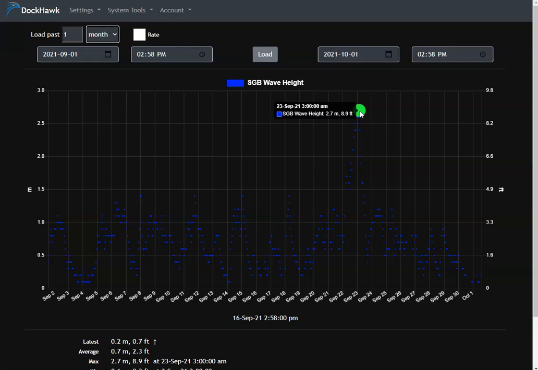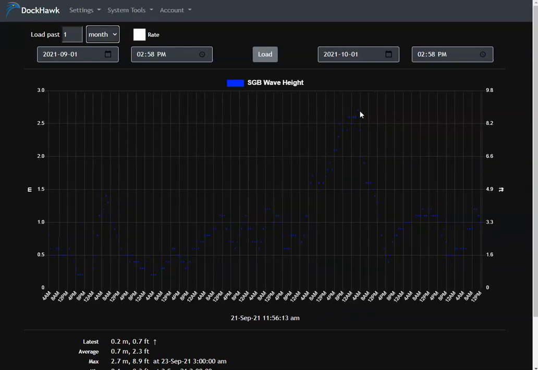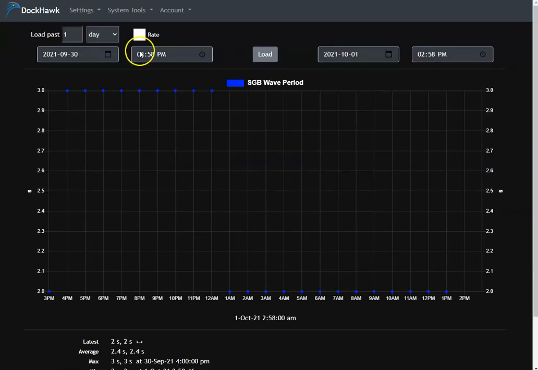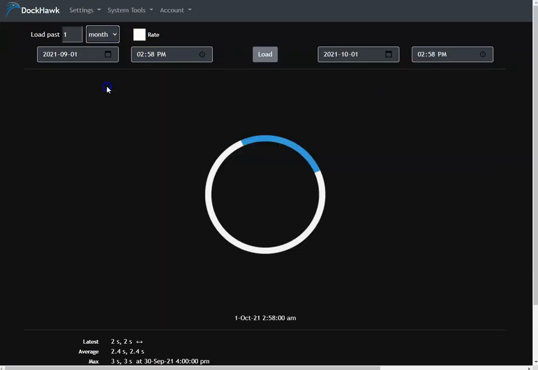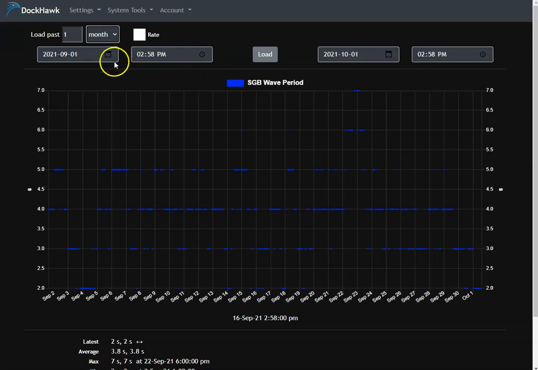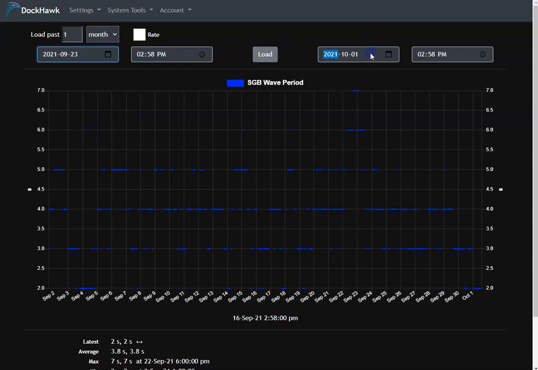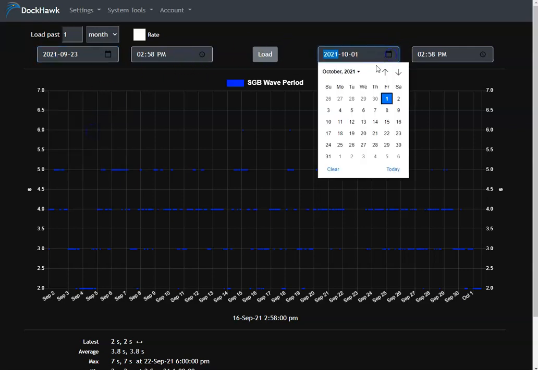And I'll show you another feature. Again, I can zoom in on that and take a look at how, as the waves went up, the water was dropping in Penetanguishene Bay. And going back to that, let's now look at the wave period through that time, and again over that month. Now in this case, we know the date we're interested in. We're interested in September 23rd to, let's say, the 24th.